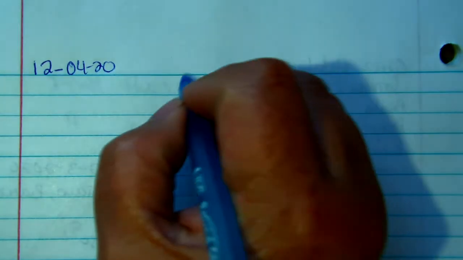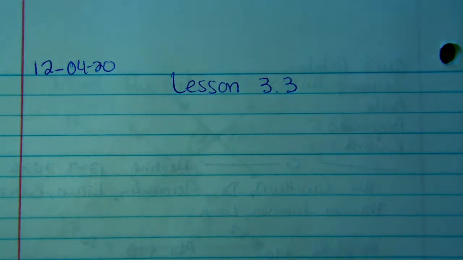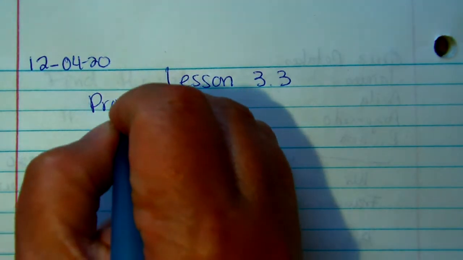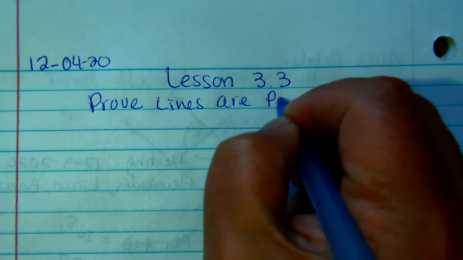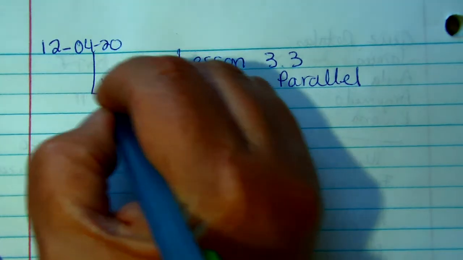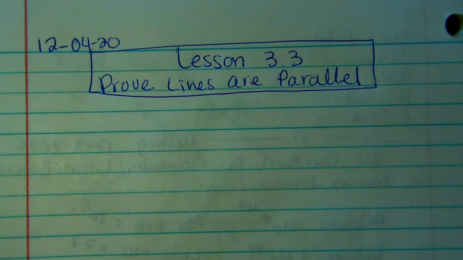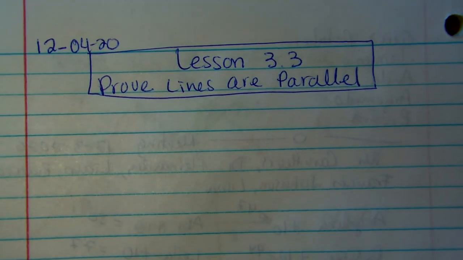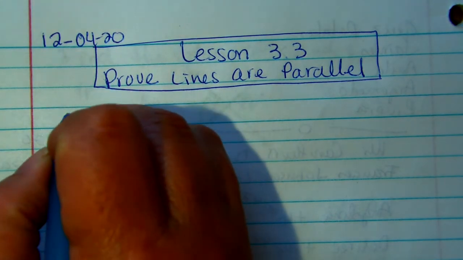Today we're going to start with lesson 3.3. This one is called Prove Lines Are Parallel. Okay, so this is our title. We just finished lesson 3.2. In this lesson, we're going to use algebra to prove the lines are parallel. So this is what we're going to learn today.